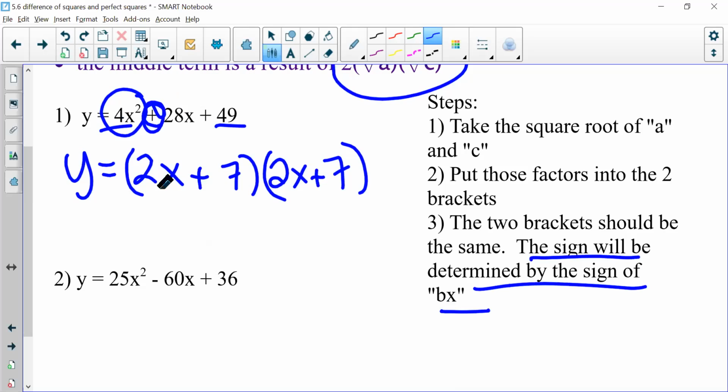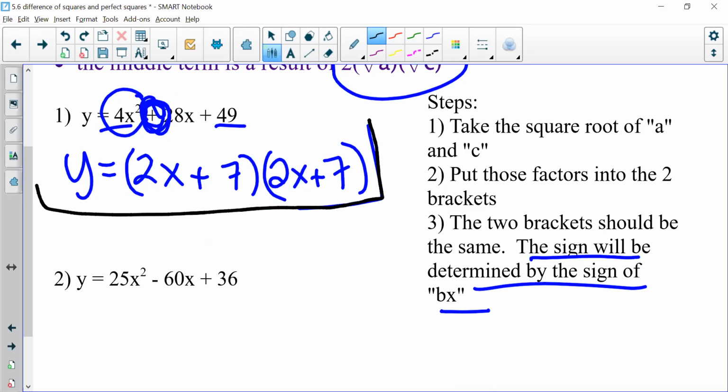So square root of 4x squared is 2x. Square root of 49 is 7. I'm grabbing the sign in the middle because when I do the outer and the inner FOIL, I'm going to get 14x plus 14x, which adds together to give me positive 28x. Guys, this is done. This is factored. FOIL it, you're going to get 4x squared, 14x plus 14x, 28x plus 49.